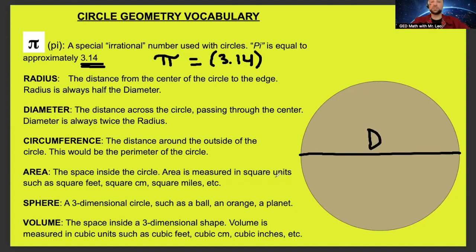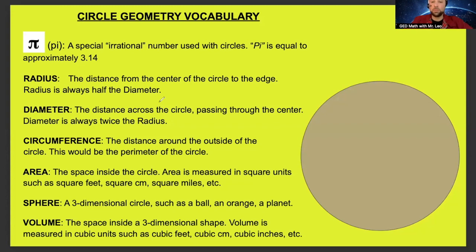Please sketch a picture of this in your notebook right now. You'll notice diameter is always twice the radius. We could cut this in half and we would have a radius here and a radius here. Diameter is the full distance. Radius are these half distances.